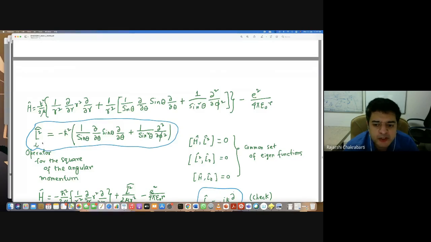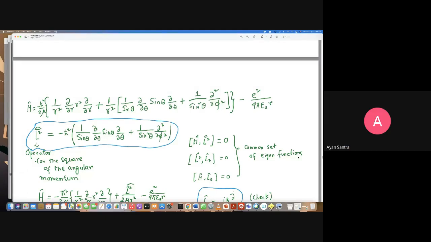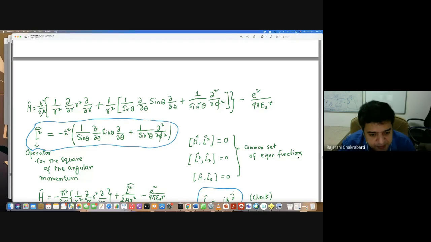Okay, now L square will commute with H. We had already shown that. So L square will commute with H in this case. And then as a result, what is going to happen? Because of these commutation relations, you will have a common set of eigenfunctions, isn't it? Because if two operators commute, they have a common set of eigenfunctions. Is it clear? Yes, sir. And what are these common set of eigenfunctions? Can anyone tell me?